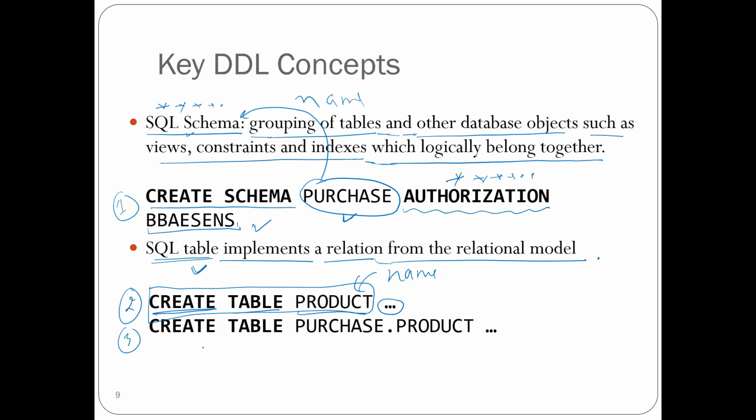In statement number 3, you would see another create statement with create table, but 2 and 3 are different. 3 is different in the sense that now we are saying create table product, but we are also specifying the corresponding schema. So when you say create table purchase.product, you want to create the table product inside the schema purchase. If you don't specify that, like the way we have done in statement number 2, then the table product will be created in your current schema or the default schema.